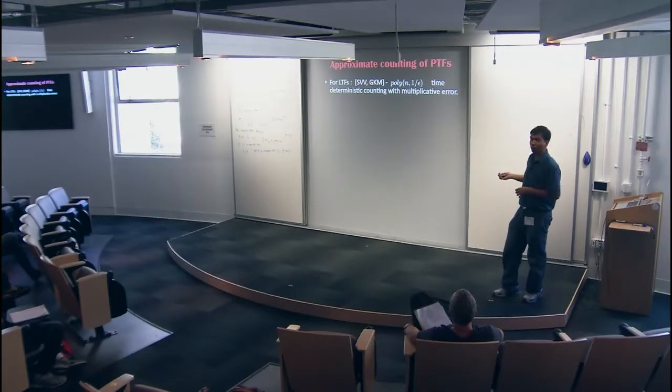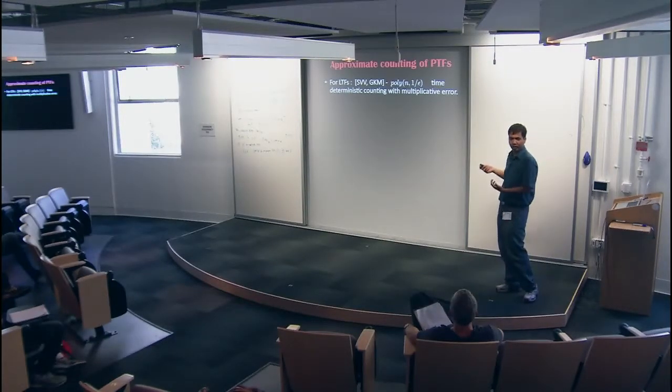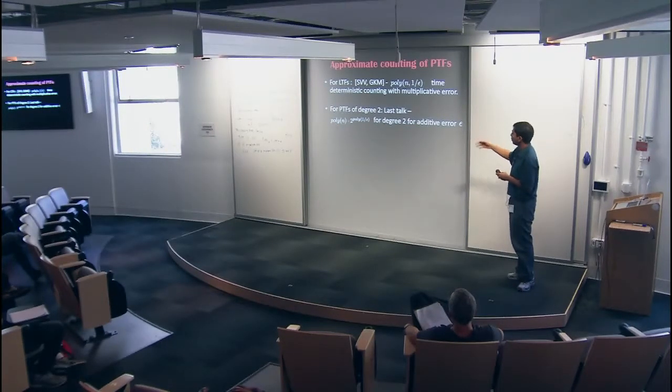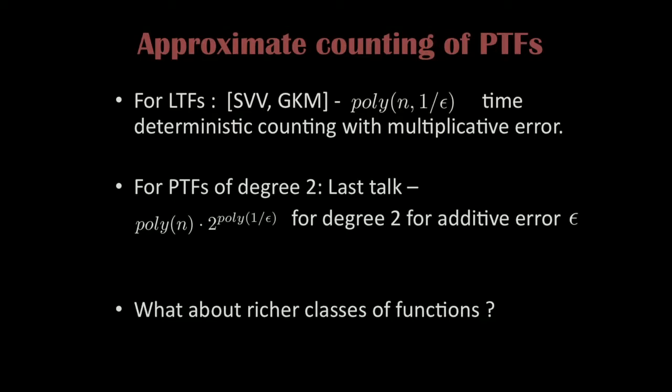Of course, if you consider any richer classes of functions like degree 2 or higher PTFs, you cannot hope to get a multiplicative guarantee. And the last talk has the state of the art in this particular problem: if you're given a degree 2 PTF, then you can estimate the fraction of satisfying assignments to an additive error epsilon in time poly n times 2 to the poly 1 over epsilon. That was the last talk. And now you can ask, what about richer classes of functions coming from these LTFs and PTFs of degree 2?